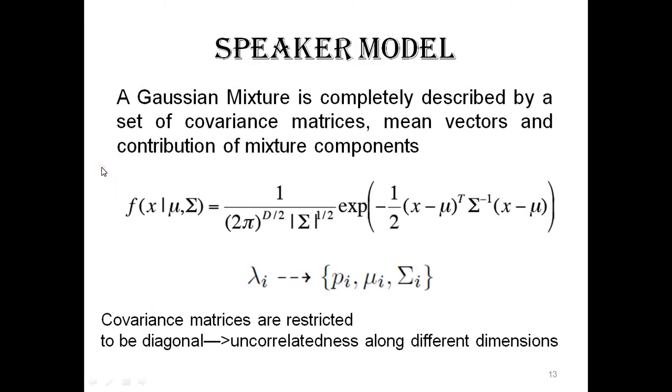So as said before, we choose the Gaussian mixture components which are given by this general equation. So the parameters to be calculated for each component are the mean vector and the covariance matrix, and how much of a contribution each mixture component has. So there is a scaling factor Pi as shown here.